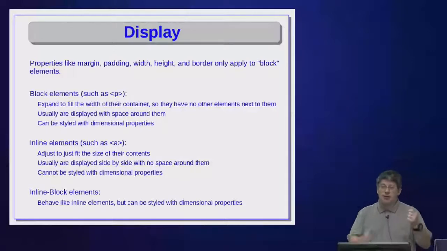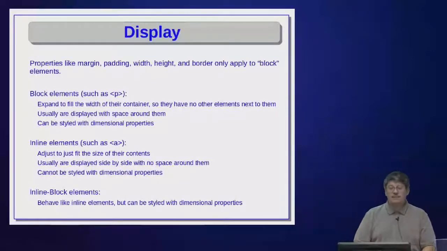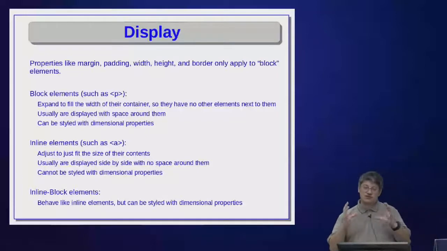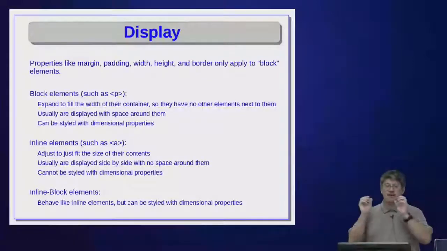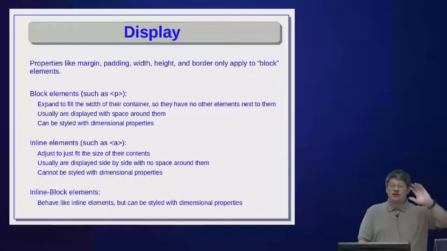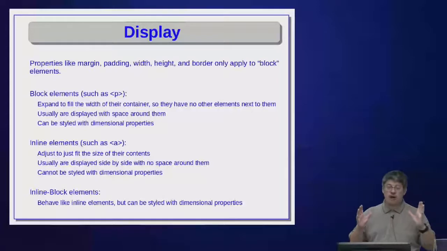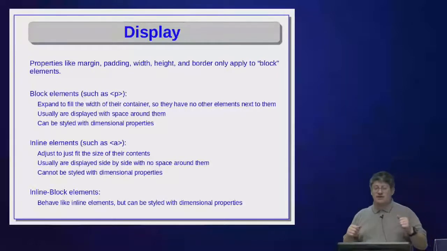Inline elements like the bold tag or the link tag, the A for anchor tag, don't take up physical space on the page, so they don't have dimensional properties. They typically adjust to fit the size of their contents, and they're displayed side by side with no line breaks between them. So block level elements have dimensional properties that we can adjust. By default, they expand to fit the width of the container, which might be the web page. They're usually displayed with space around them.